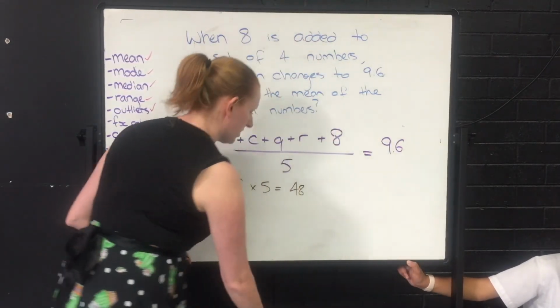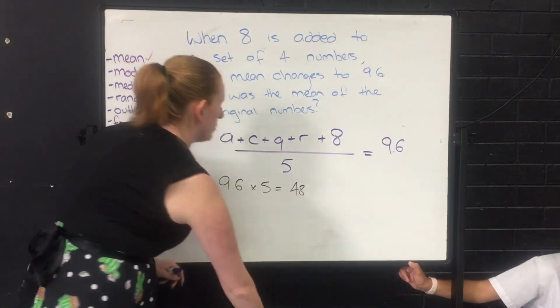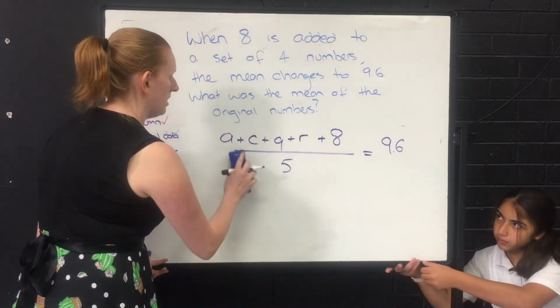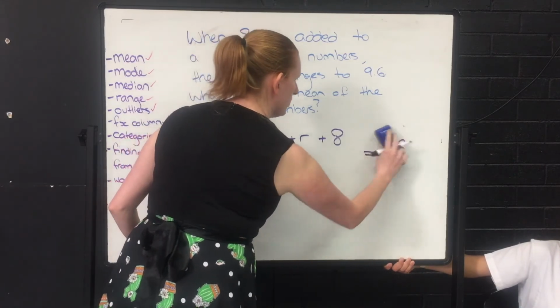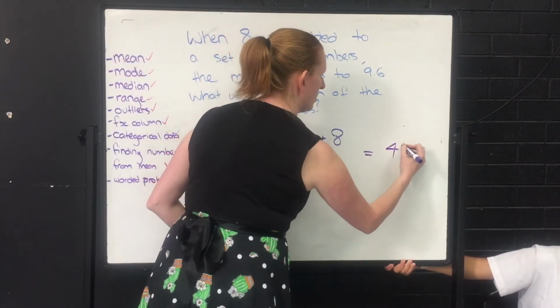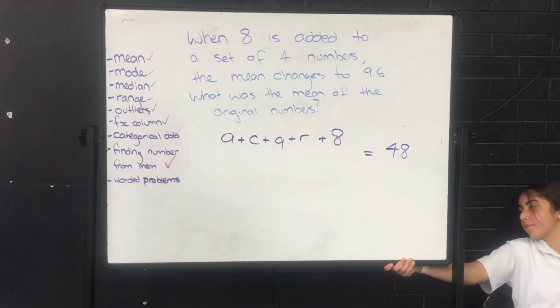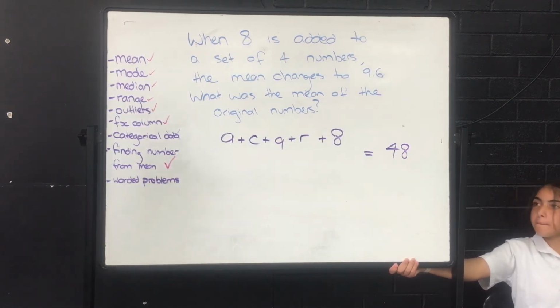But you will have a calculator on the day, so don't worry. Okay, so I get 48. So let me rewrite this. So now all of these added up give me 48. So if I take 8 away, how many will my 4 mystery numbers add up to? 48, if I take 8 away. 40.